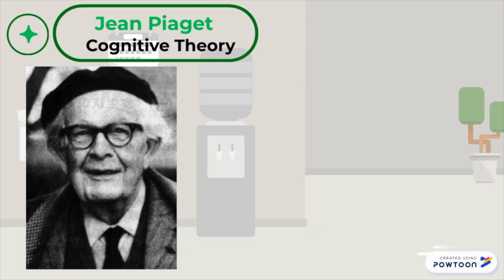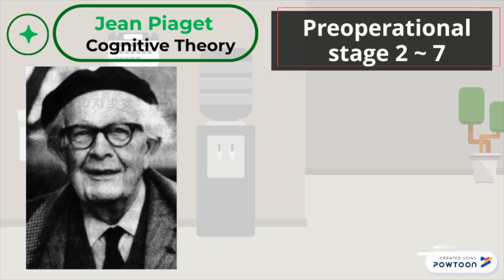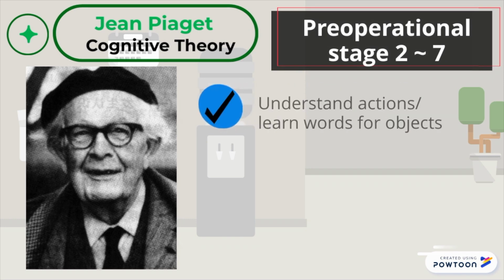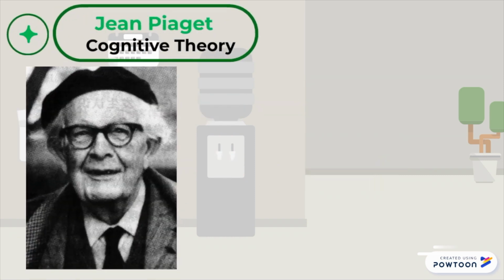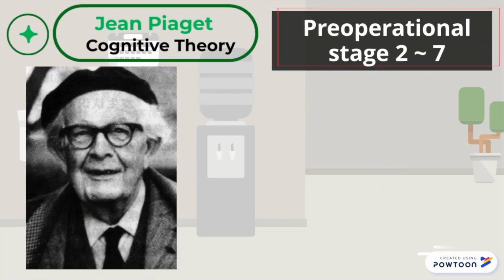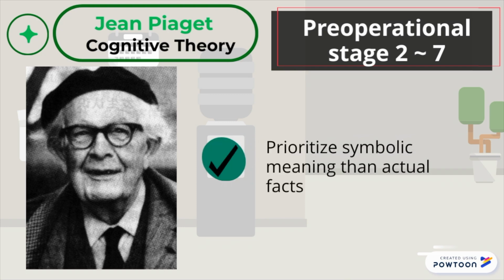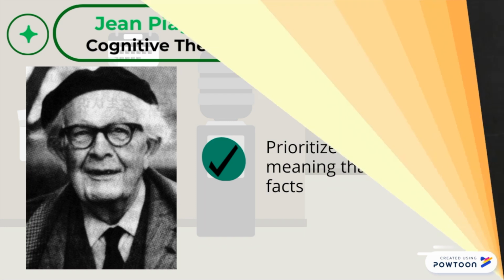Jean Piaget brought about the cognitive theory, basically the second part of the pre-operational stage for children ages 2 to 7. Children of this stage begin to understand actions and learn to use words to represent objects. However, children at this stage tend to be egocentric and have a hard time observing things from other people's perspectives. It's in this stage that children still think concretely about certain terms, despite improvement in language and critical thinking skills. Children will typically pay attention to symbolic meaning rather than the actual facts.